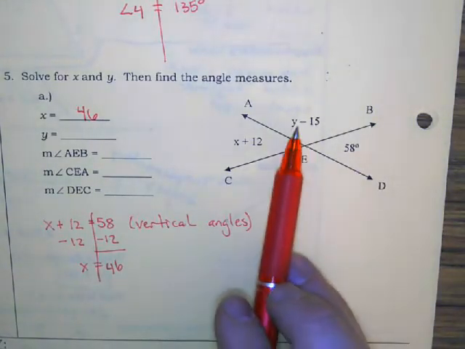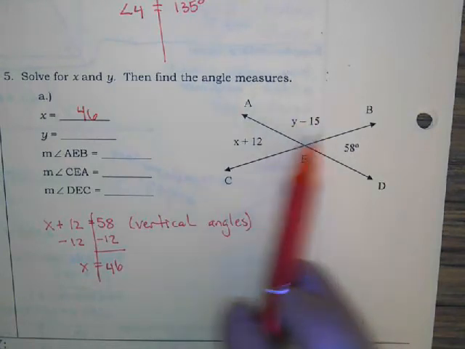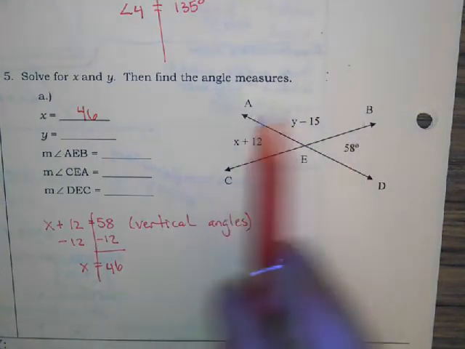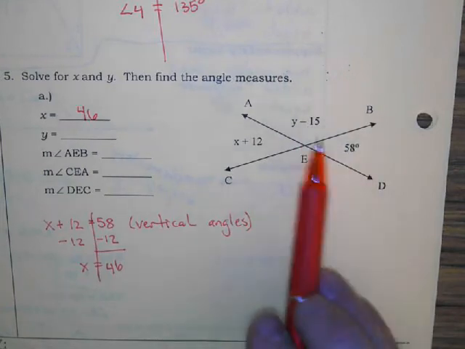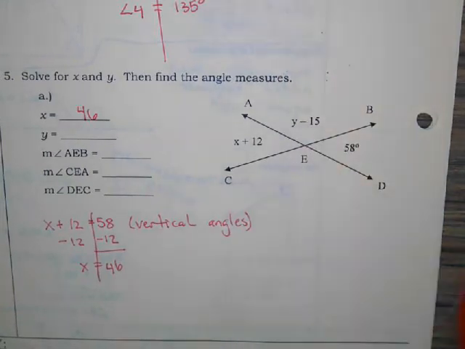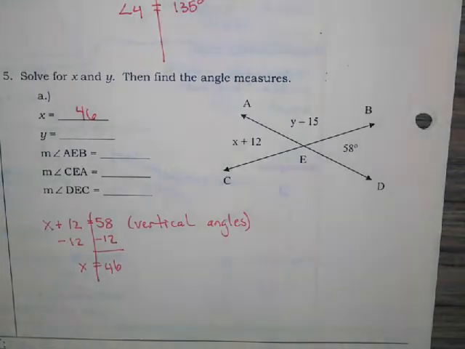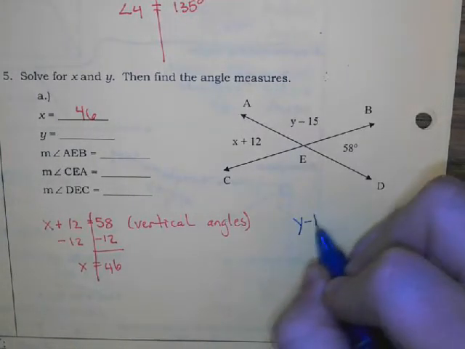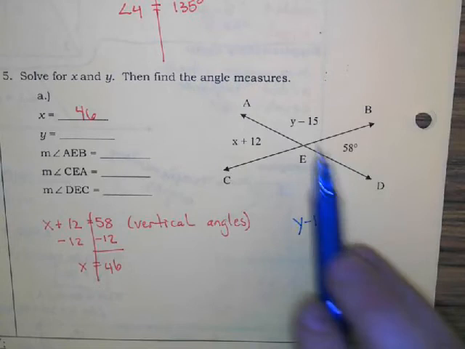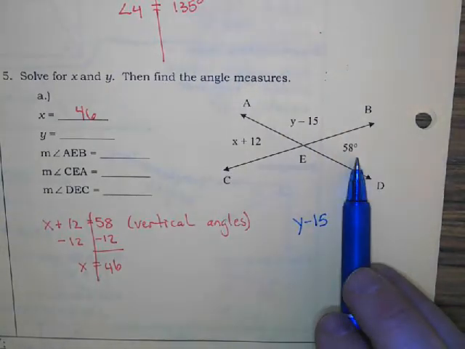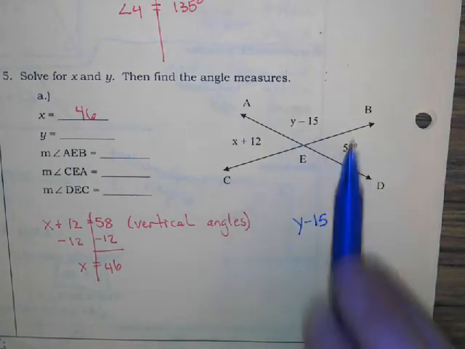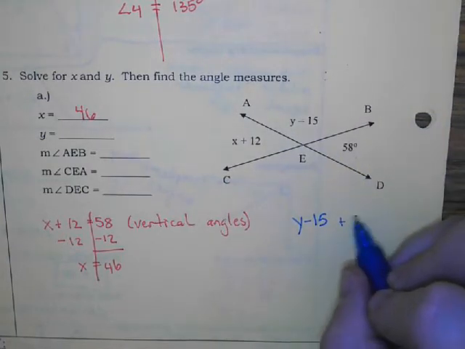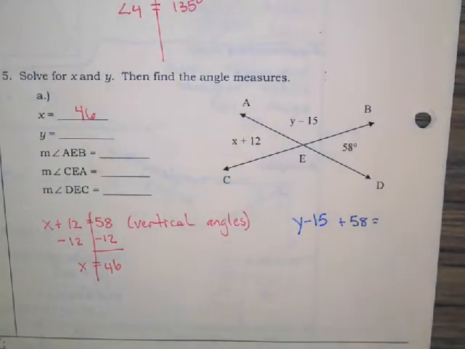Now when I look at the y angle, AEB, what's its relationship to the other angle that I have a value for? Well, these two angles that are right next to each other, this is for my y minus 15, they are supplementary angles. And what do we know about supplementary angles? They create a straight line, and when we add them together, y minus 15 plus 58, that will equal 180.